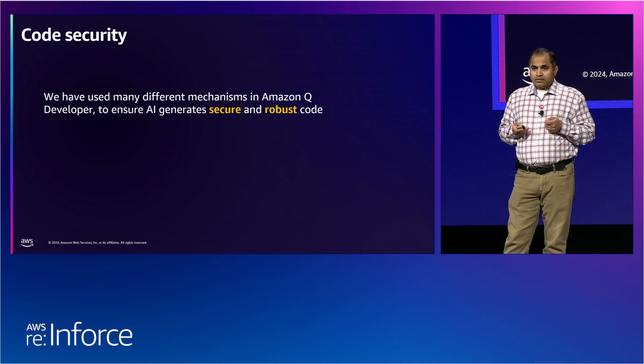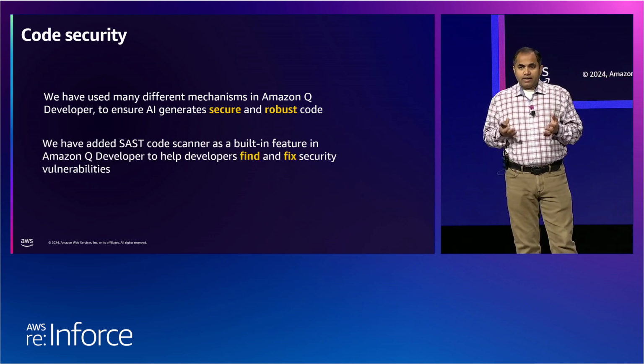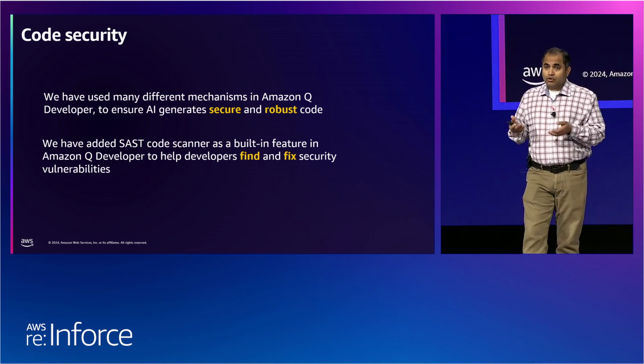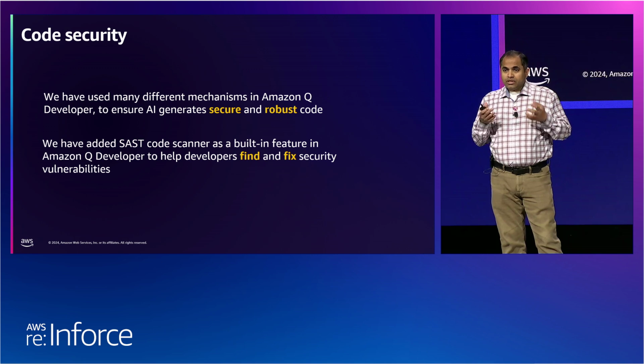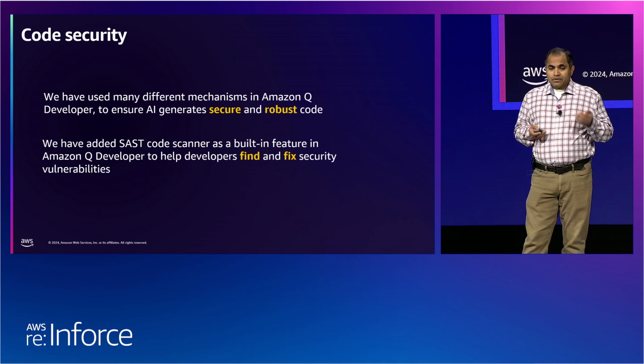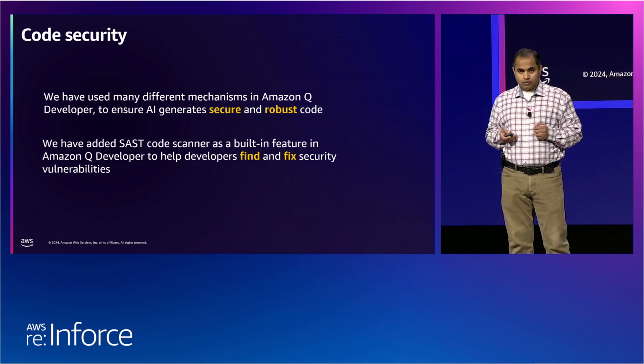On top of that, even if AI is helping you generate the code, a lot of code is still written by the developer. And many times AI generates the code, but developers modify it. To ensure the code is still secure, we have provided a built-in feature in Amazon Q Developer, which helps developers find and also fix the issues.